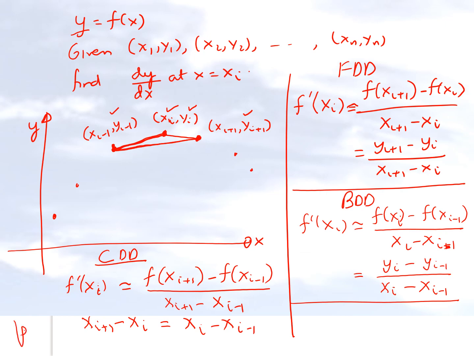So we should say provided this is the case. If this is not the case, if the 2 points are not equally spaced, then we cannot use the central divided difference scheme. So that's one thing which we have to keep track of.